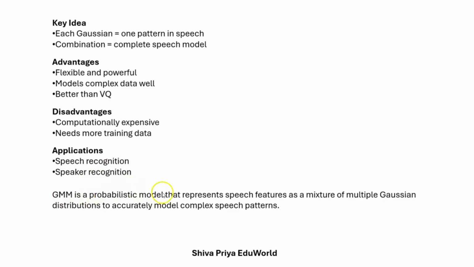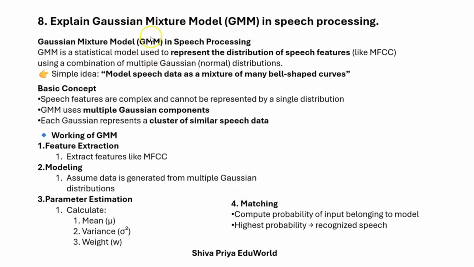GMM is a probabilistic model that represents the speech features as a mixture of multiple Gaussian distributions to accurately model the complex speech patterns. This is how exactly this Gaussian mixture model works.